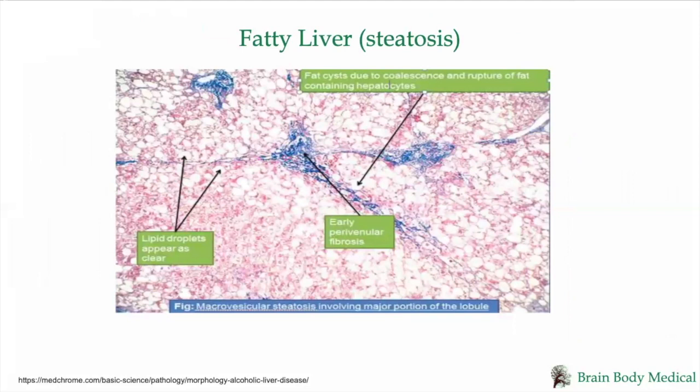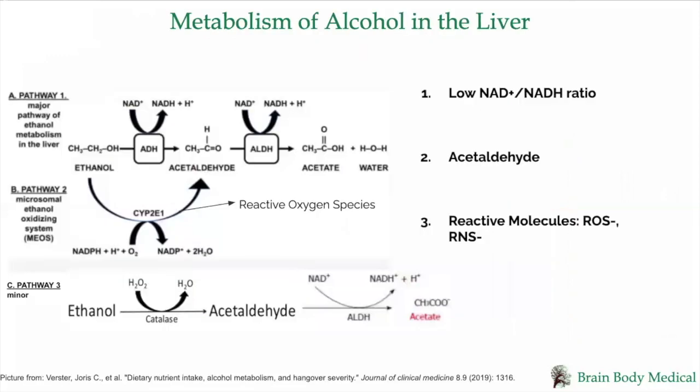This is a slide, a picture of someone with a fatty liver. You can see areas of white, which is accumulation of fat within the hepatocyte, within the liver cell. So why do you get fat accumulation? As I said before, it's because of the way the liver metabolizes alcohol.